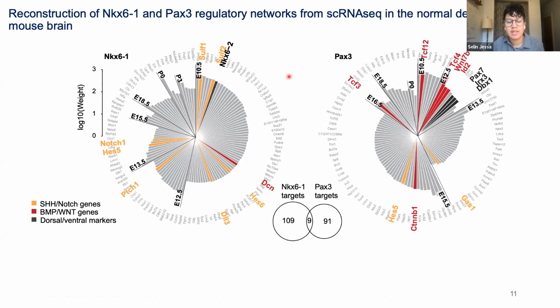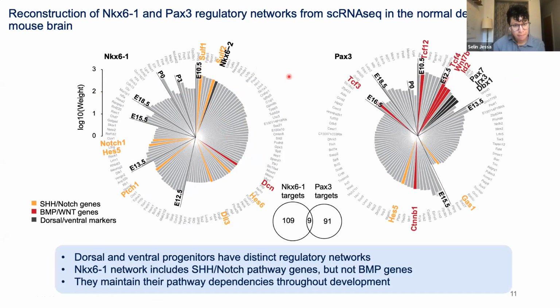And I really want to highlight three takeaways from this analysis. The first is that the dorsal PAX3 and the ventral NKX6.1 progenitors have distinct regulatory networks. So their targets are largely non-overlapping. They only share a handful of genes based on this analysis. The second point is that the NKX6.1 network includes multiple sonic hedgehog and notch pathway genes, but not really BMP genes. And the third is that these two transcription factors and also then the progenitors that they mark seem to maintain their pathway dependencies throughout development because our analysis included samples all the way up to postnatal day 6.